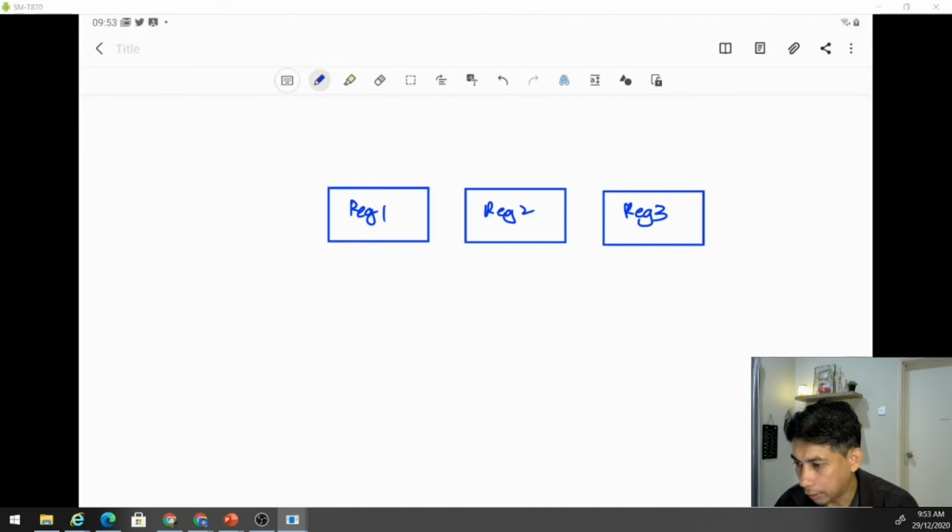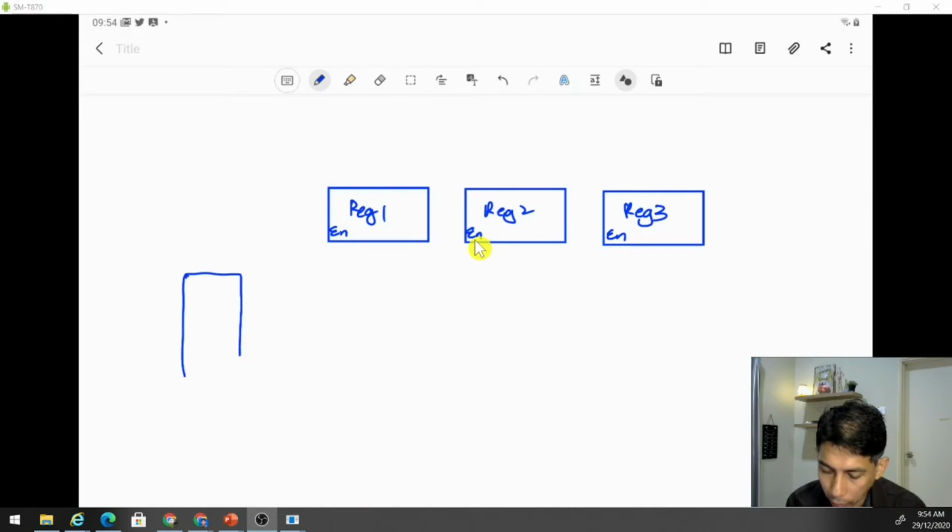Okay, we have 3 registers, and we have this register. We can have the read enable, just like what you did in your assignment last time. You can enable whether you can get data from register 1 or register 2 or register 3 based on this enable register signal. So you can have the decoder.